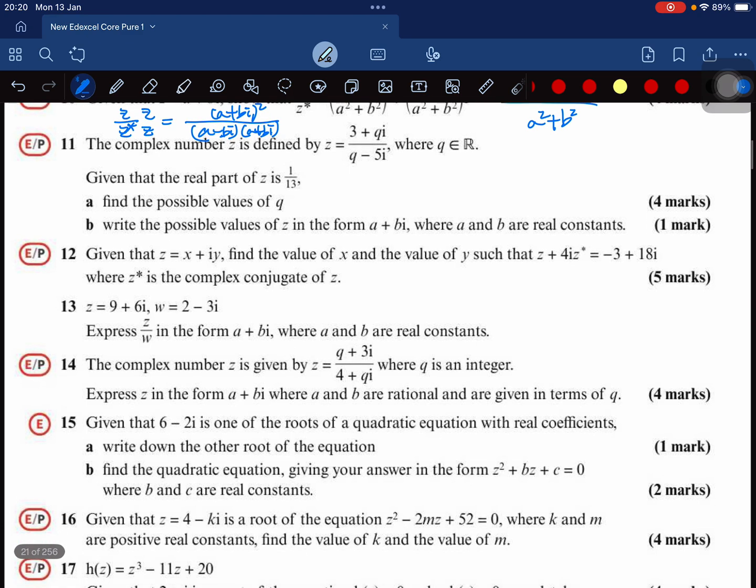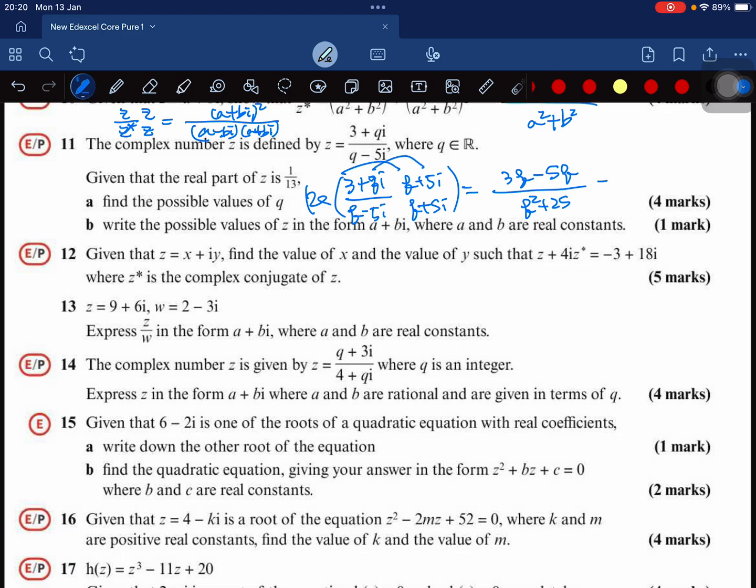So did you see it? The complex number is like this, and given the real part is 1 over 13, we cannot find the real part like this. So we need to multiply (3 plus qi) over (q minus 5i) by (q plus 5i) over (q plus 5i). We want to know only the real part. So the numerator is q squared, minus 25 i squared, which is plus 25. So the real part is 3q minus 5q, so 3q and minus 5q. So negative 2q over q squared plus 25 equals 1 over 13.